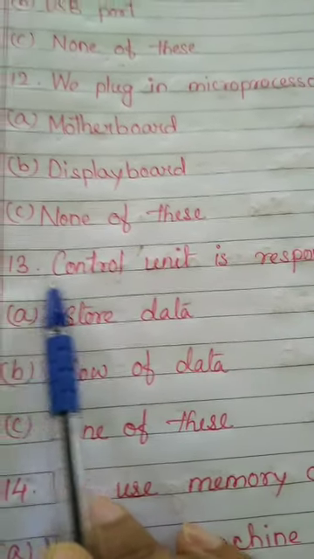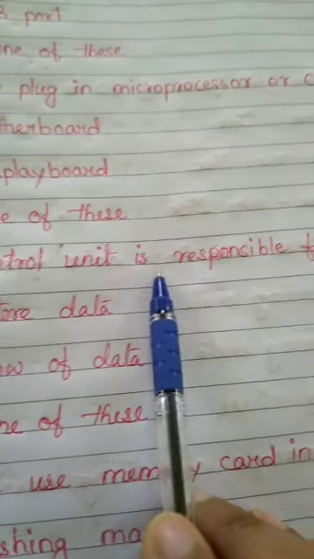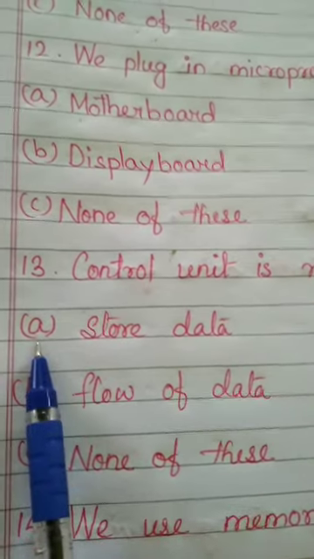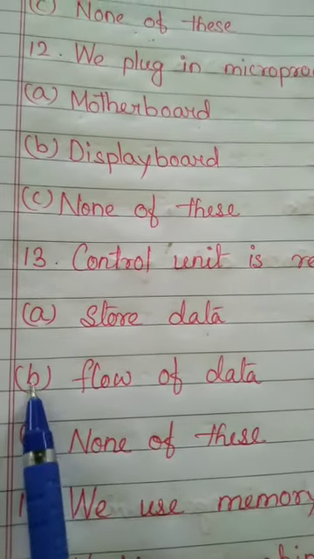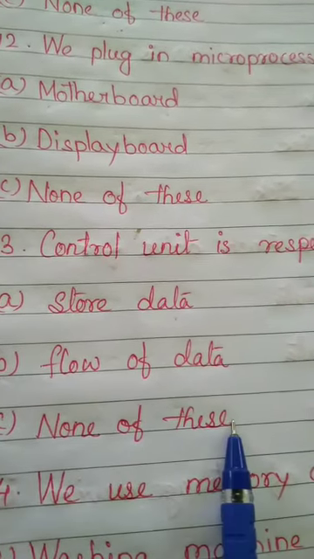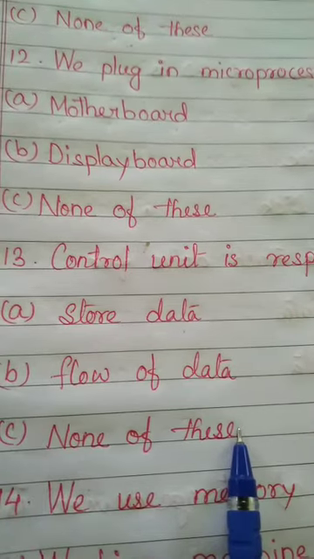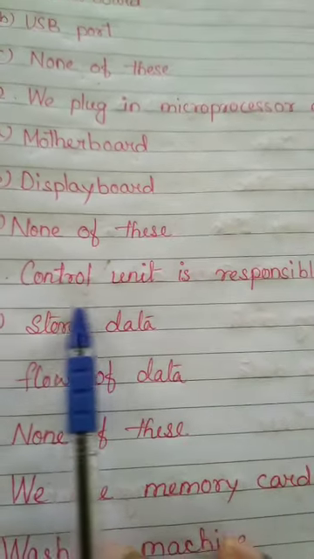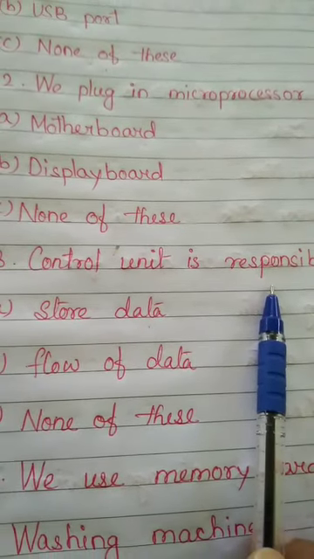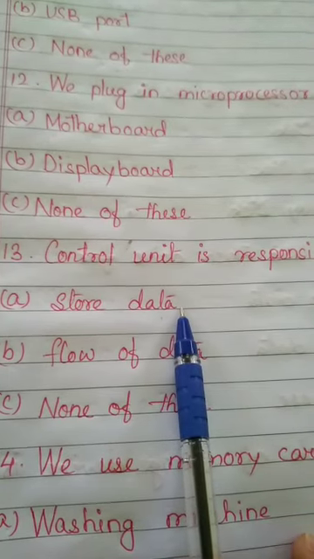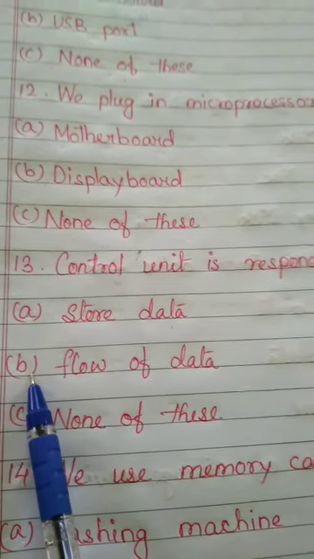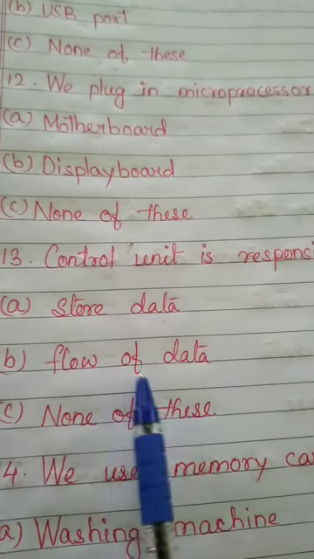Question number 13. Control unit is responsible for the option A store data, option B flow of data, option C none of these. For which purpose we use control unit? Control unit is responsible for which purpose? Is it store data? No. It is flow of data. Yes, correct option is option B. Flow of data.